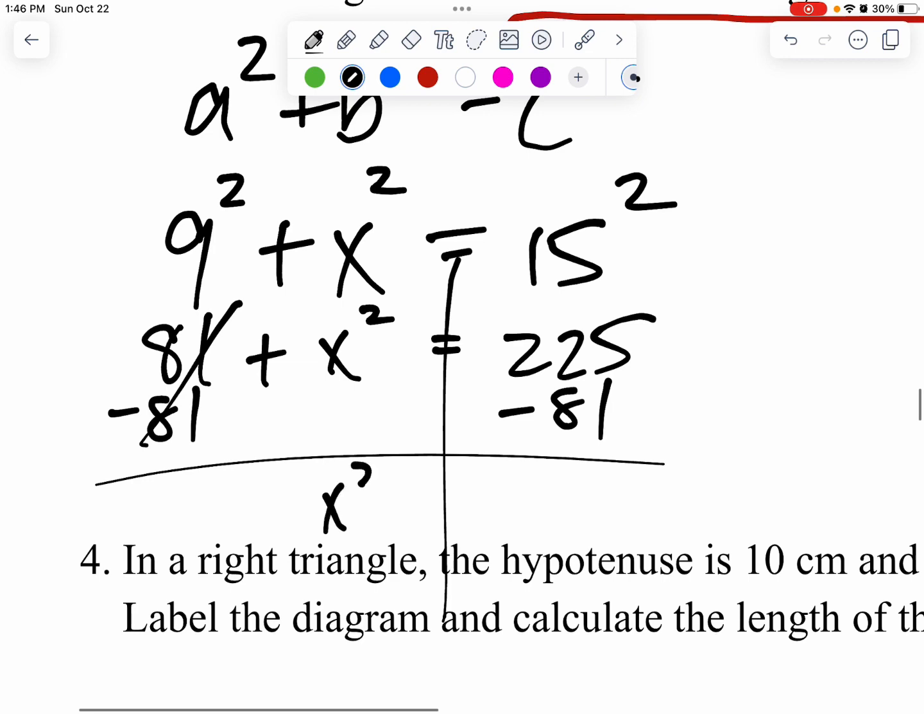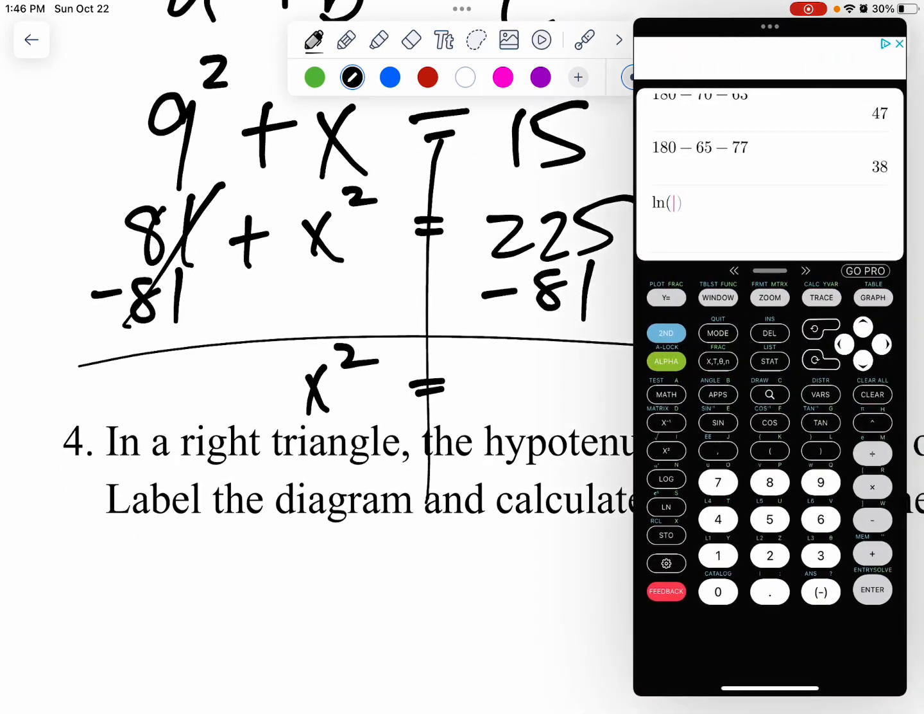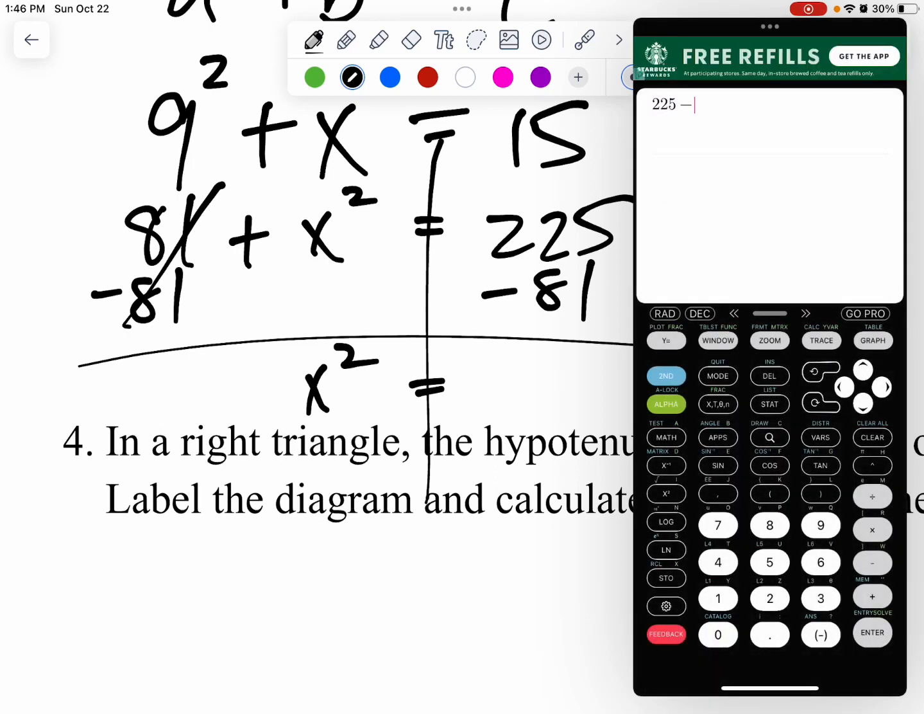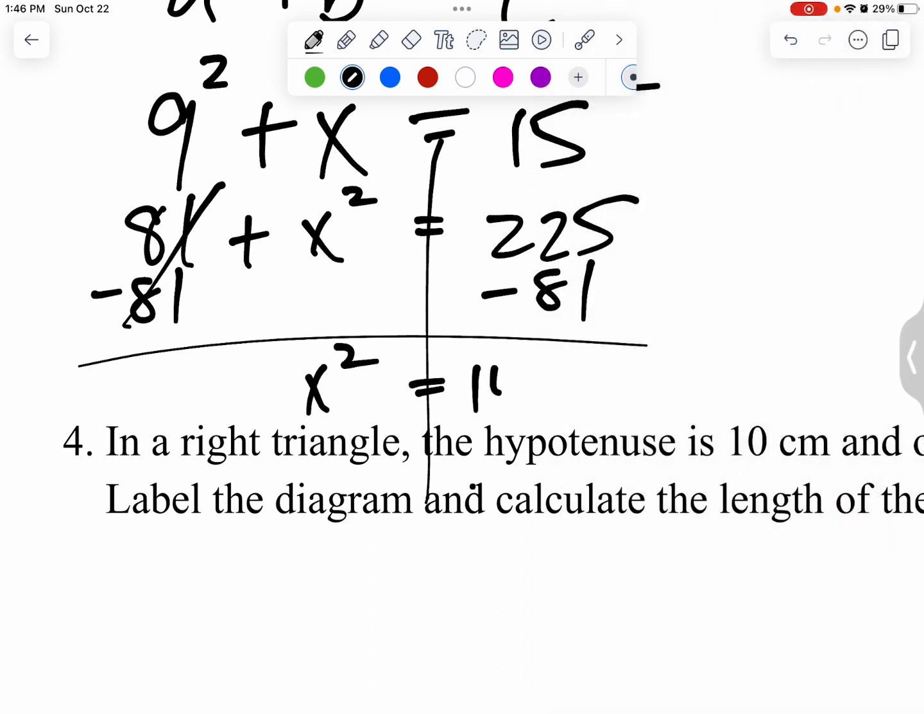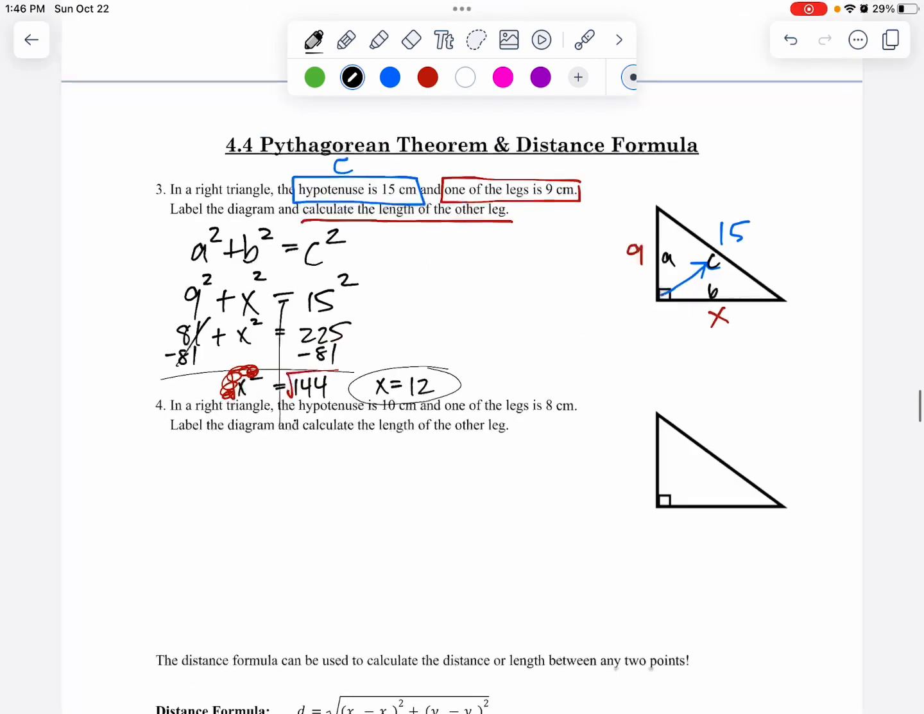And I have x squared equals, what is 225 minus 81? 225, whoops. Clear. 225 minus 81, I get 144. And now the way to get the x by itself here is square rooting both sides. That's what cancels my square. And the square root of 144 happens to be 12. You can check me with a calculator if you want to.